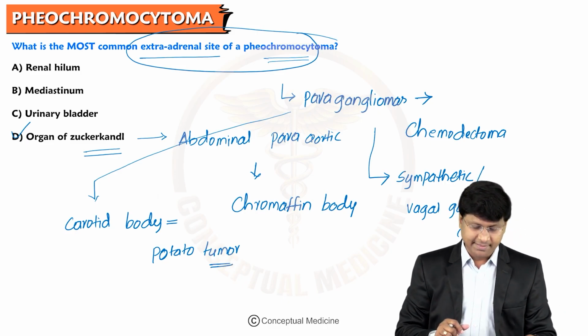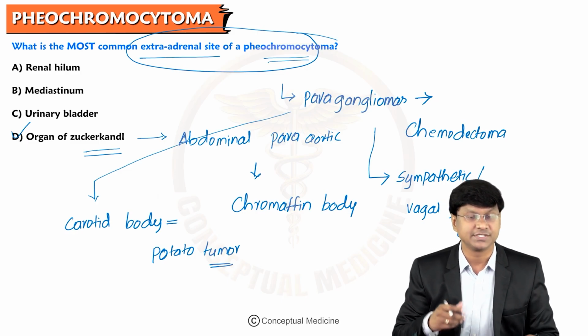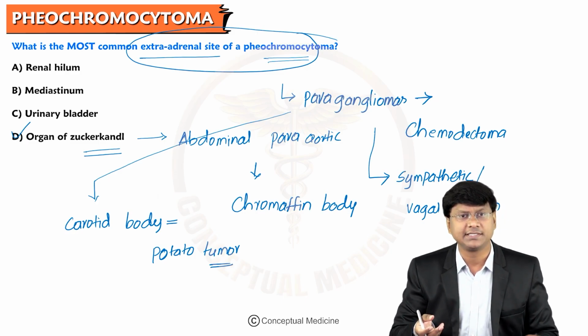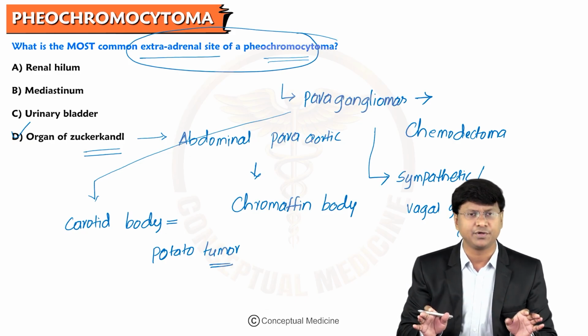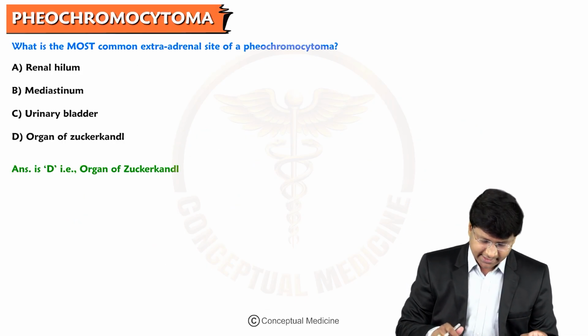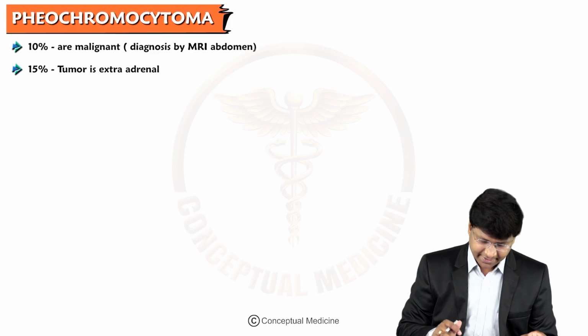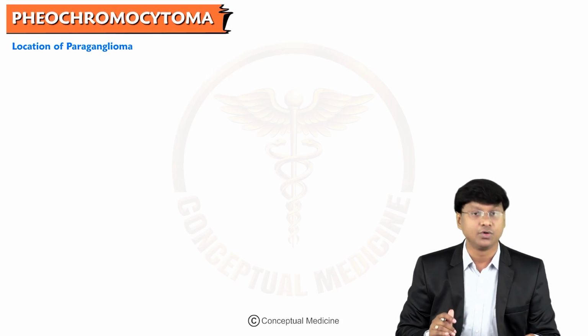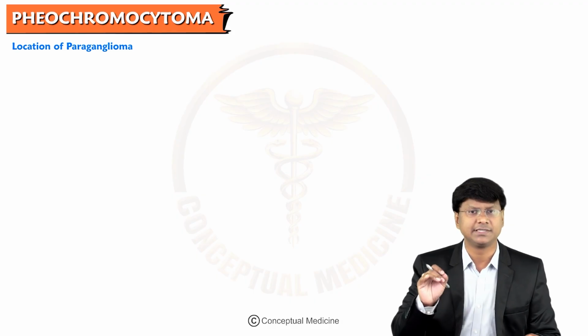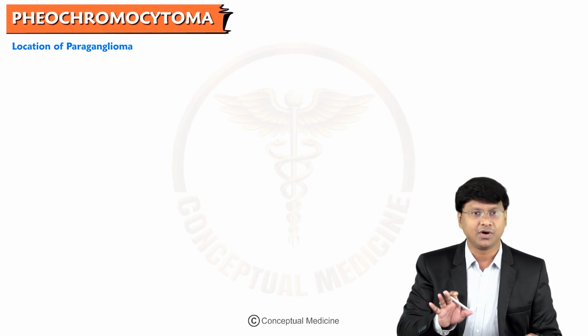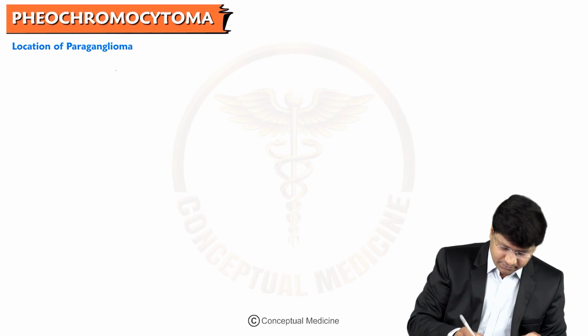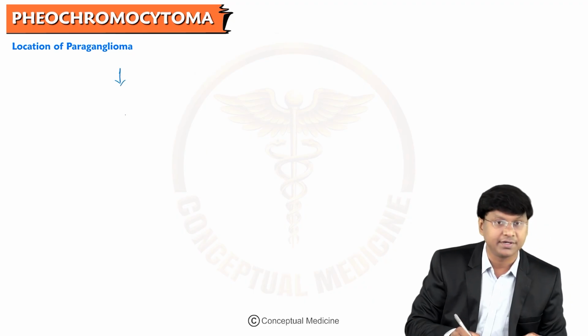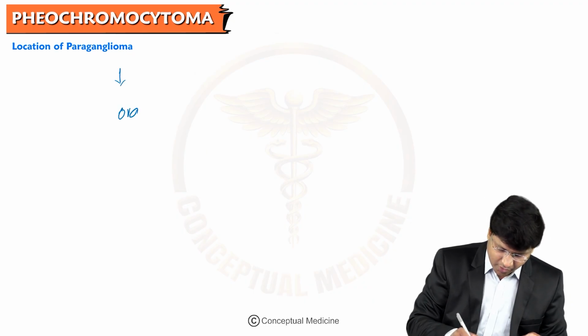Right, so that is about the story of your paragangliomas. Now let me tell you what are the locations of these paragangliomas. These are extra-adrenal pheochromocytomas, but what are the locations? Let me tell you. The most common site, which we have already discussed, is the abdominal para-aortic area, which is nothing but the organ of Zuckerkandl.